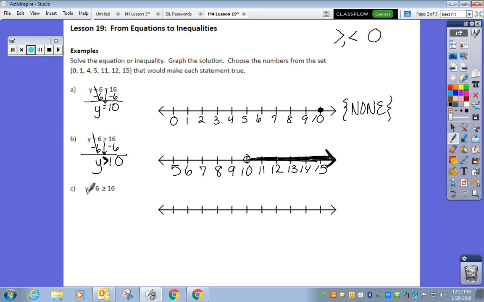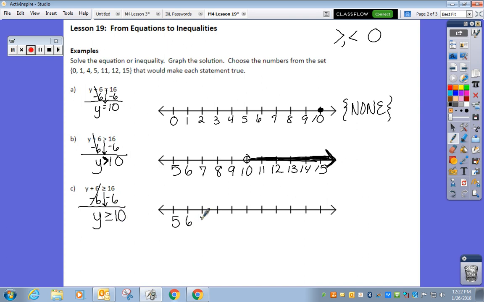In the next one, once again, we have the same problem, except instead of equals or greater than, we have greater than or equal to. So now I'm going to subtract 6 from both sides once again. Cancel my 6 out, my y comes down. Now my symbol, greater than or equal to, comes down. And 16 minus 6 is 10.